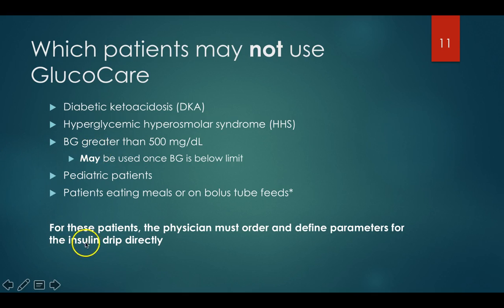And for all of these situations above, we need the physician to be involved. We need them to order and define parameters for DKA and HHS. In this situation, we need the physician involved so they can help us correct it to less than 500 so we can use the GlucoCare software. And that's it for the first part. After this, we're going to go into how to use the software.